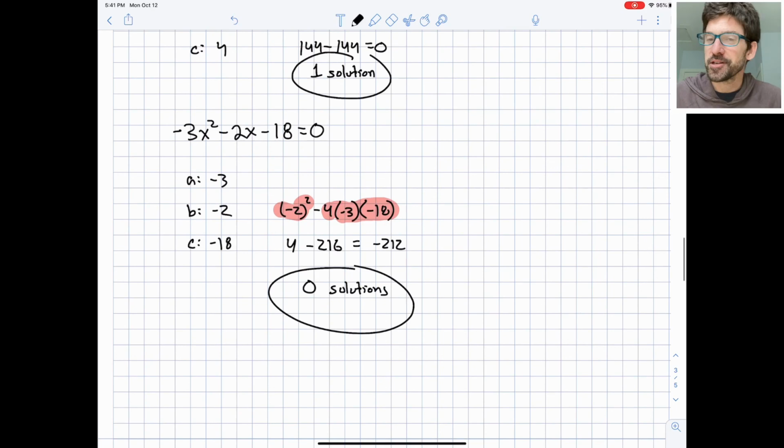All right, so that's using the discriminant, just a piece of the quadratic formula, to simply determine how many solutions there might be. And that's a good place to stop right there.